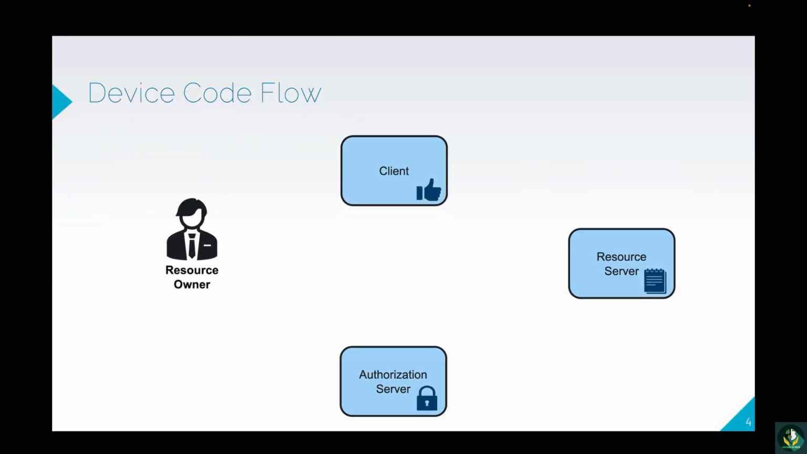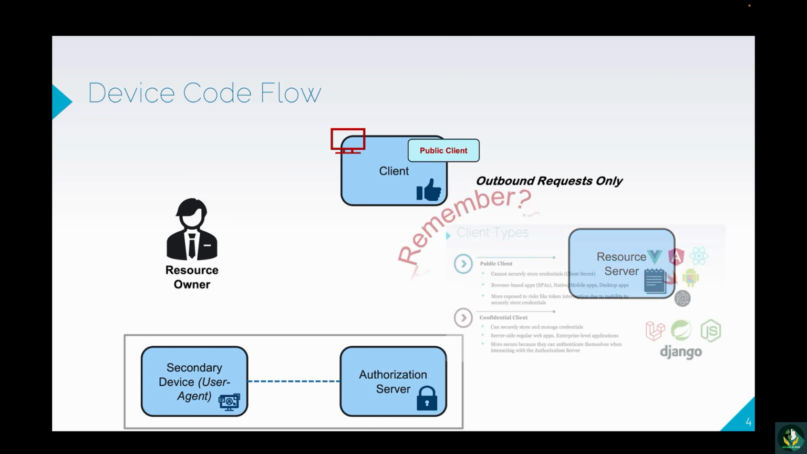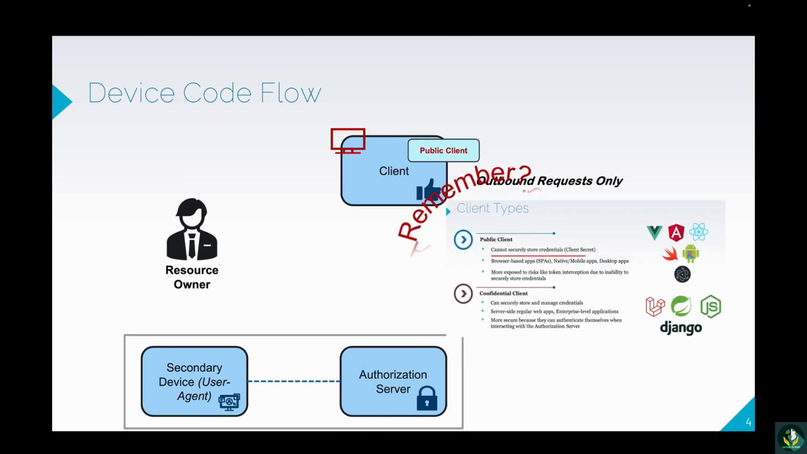As always, we start with the OAuth 2 rules. In this flow, an additional component is a secondary device, which acts as a user agent for the resource owner. This device should be able to open the login interface of the authorization server, such as a smartphone or a computer. The client is a device capable of sending outbound HTTP requests, like a smart TV or a printer, but it cannot receive incoming requests. Since the client operates in the user's network and cannot secure secrets, it must be configured as a public client.